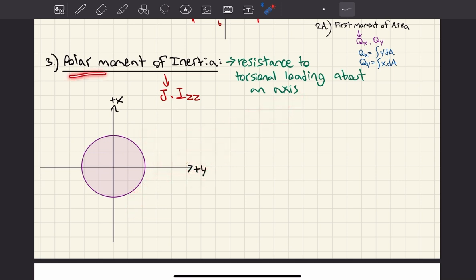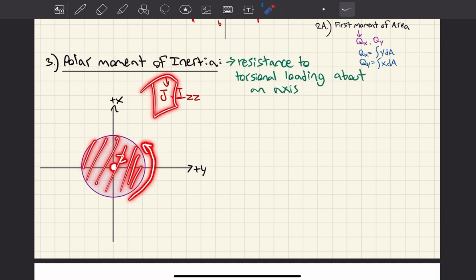So the polar moment of inertia represents the resistance to torsion for a cross section, right? And what axis am I trying to twist it about? Well, it's the axis that's coming out at me. This is the z-axis, right? So I'm trying to twist this cross section about that axis, and J represents the resistance to this torsion, right?